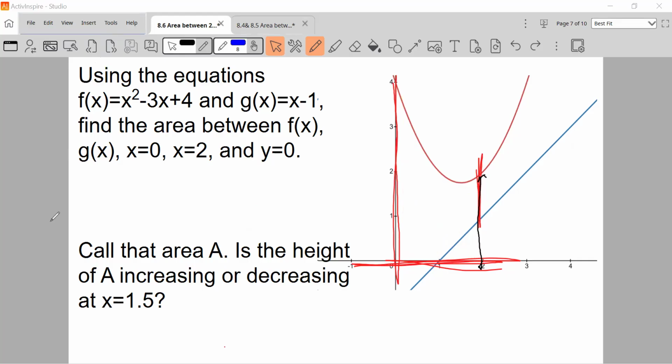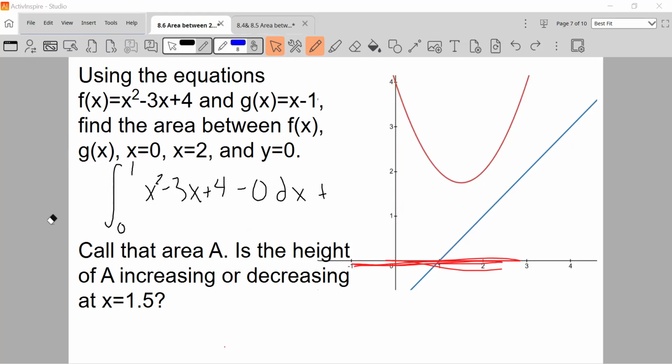So if I'm setting this up, I realize that up until 1, our graph is going to look something like the integral from 0 to 1 of f of x minus 0. Now, I'm actually going to take a second and integrate this one. So I'm just going to do top minus bottom dx. And then from 1 to 2, now we have to deal with this line. And so I'm going to have another integral, which is 1 to 2 of f of x minus g of x.